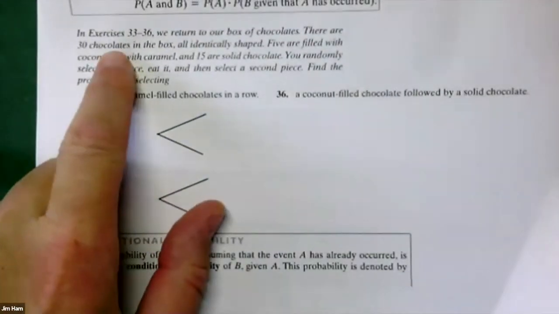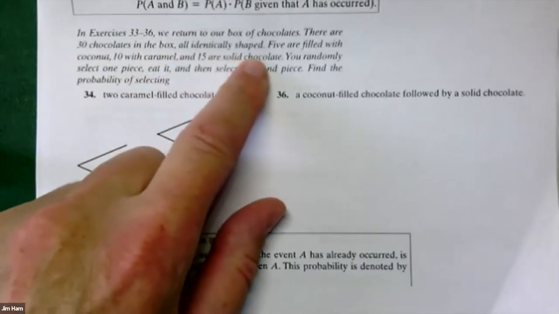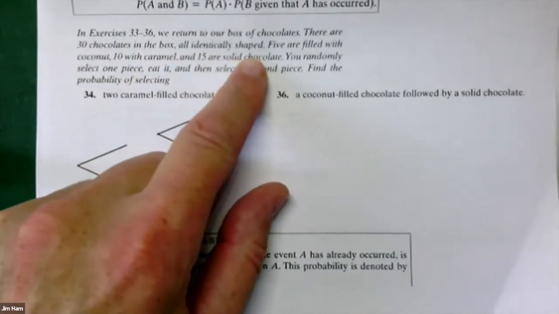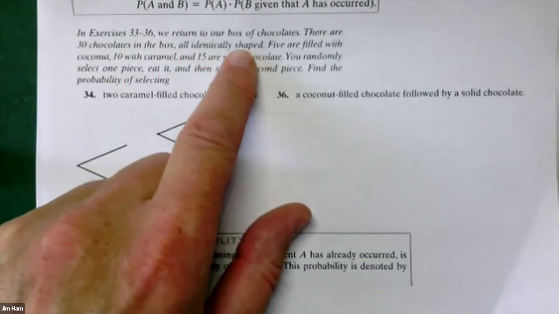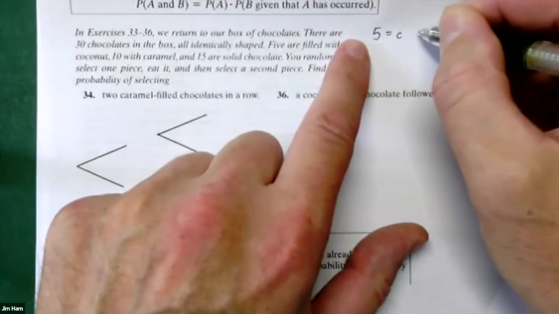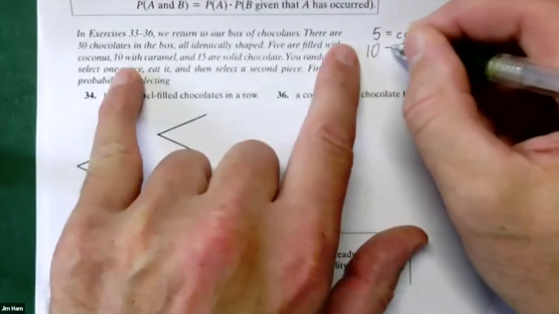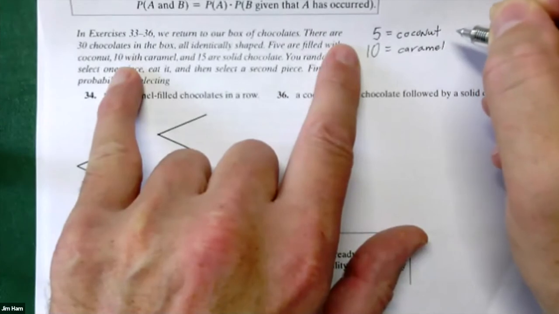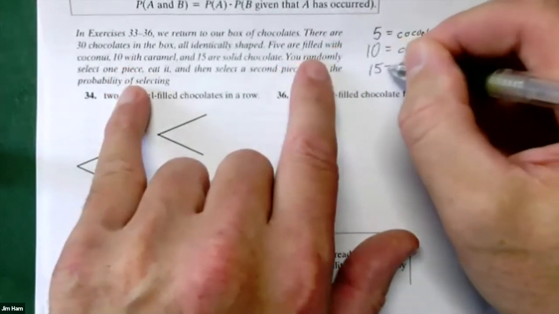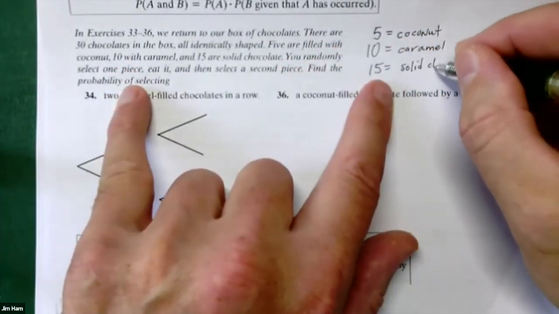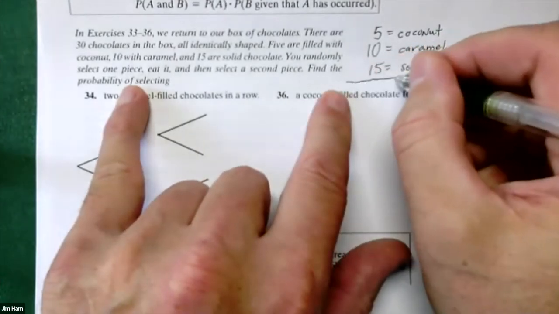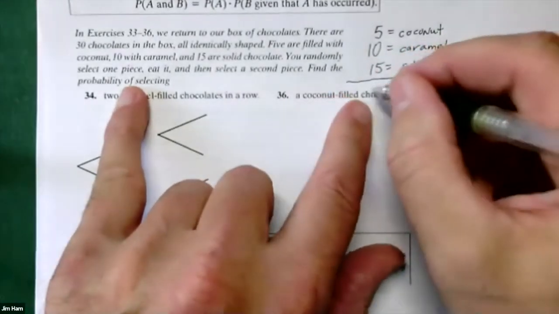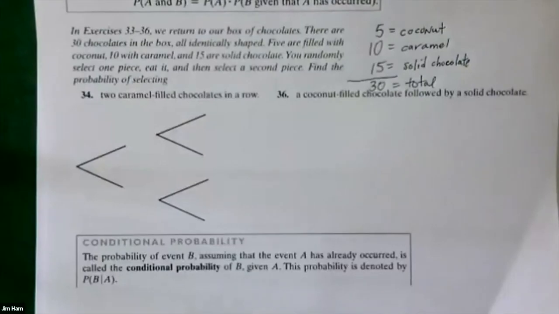All right, box of chocolates. There are 30 chocolates in a box and they all look the same. They're identically shaped. They might be little cubes or little gumdrops or something like that. 5 are filled with coconut. 10 are filled with caramel, that's spelled caramel. And 15 are solid chocolate. And if you add those 3 numbers together, you get the box of chocolate, 30 in the box.